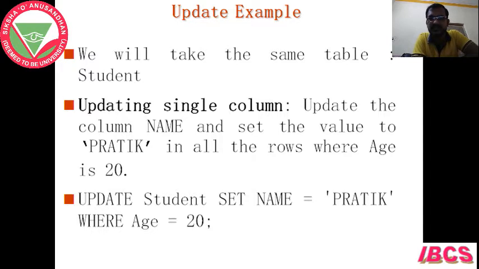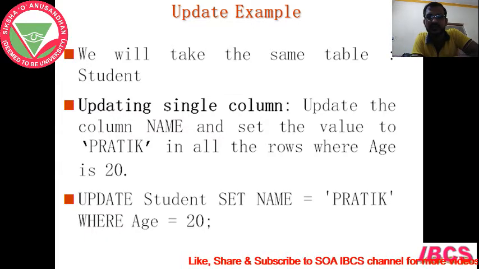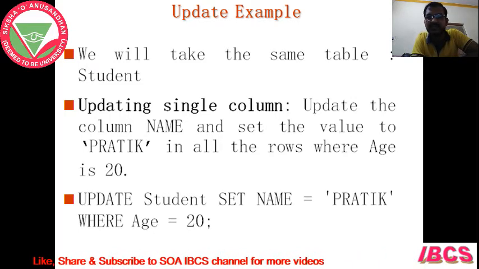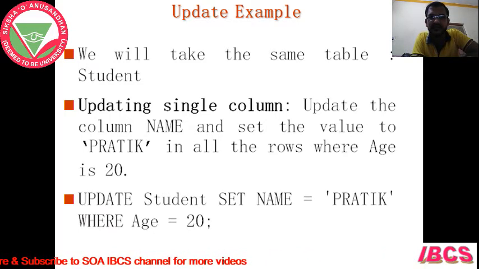So we'll take the same relation student. Here, for example, we have to update a particular attribute, which is name, to Pratik, where the age is 20. So it will be update student set name equal to Pratik where age is 20. Student is the name of the relation, and we set the name as Pratik wherever the age is 20. So in the entire table, wherever the age is 20, the corresponding name column will be changed to Pratik.